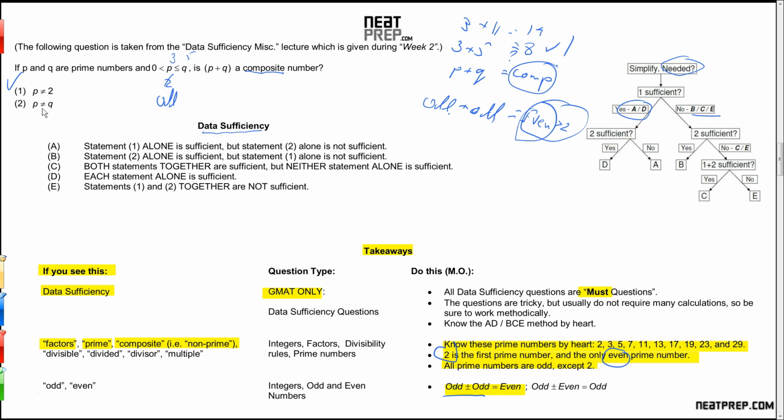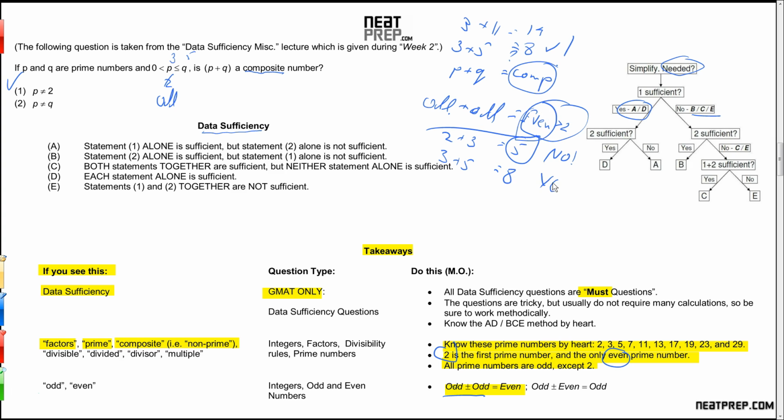Statement number 2 simply tells me that P is not equal to Q. But if P is not equal to Q, P can be 2 and Q can be 3. In that case, P plus Q is going to be 5. Is 5 a composite? The answer is no. Or, P is not equal to Q, P can also be 3 and Q can be 5. In that case, the sum is going to be 8. So is 8 a composite?